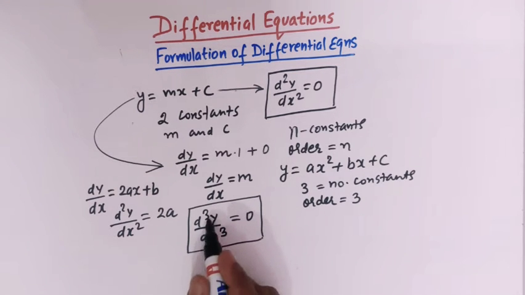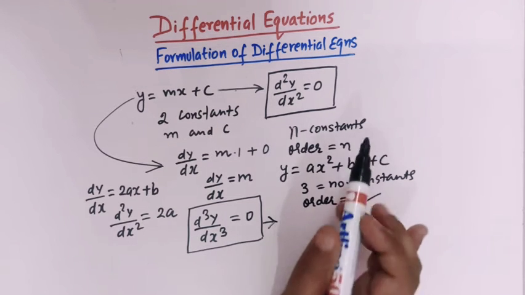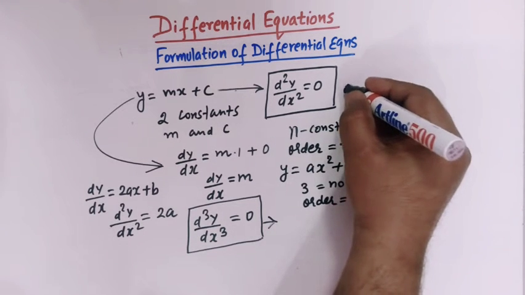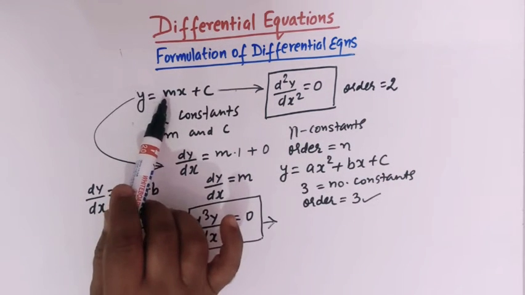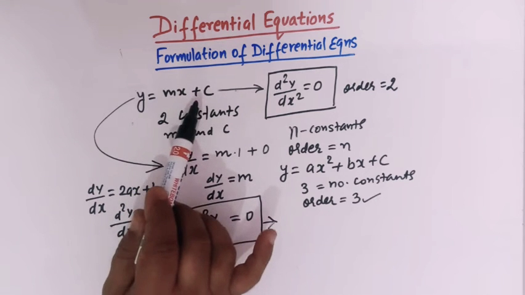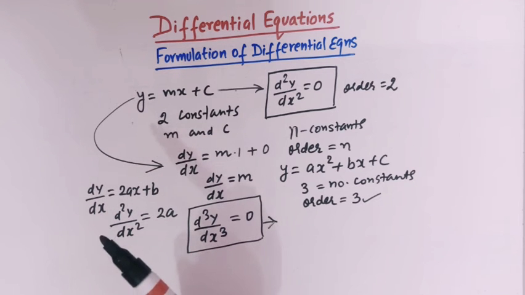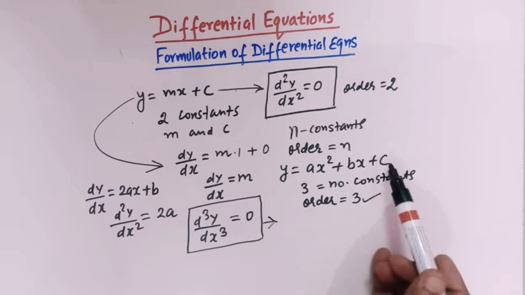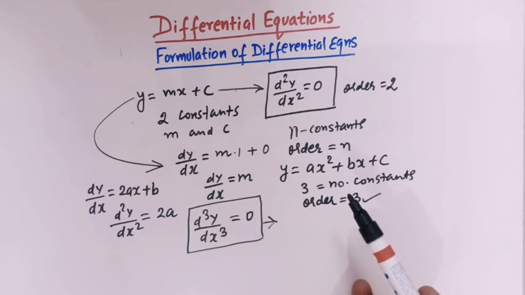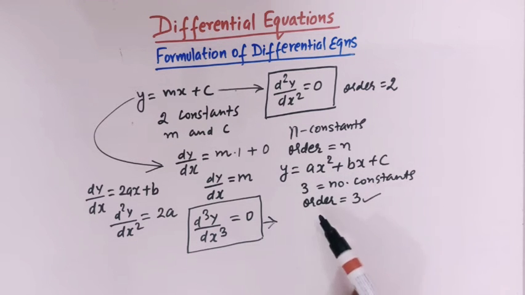We see that the order of this differential equation is 3. And the order of the earlier differential equation is 2, because it is obtained from an equation that contains two arbitrary constants. So the number of arbitrary constants in the general solution determines the order of the differential equation. Similarly, here we have three arbitrary constants, so the order of the differential equation obtained from this general solution would be 3.